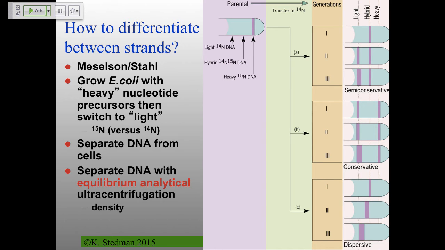And what equilibrium ultracentrifugation does, and we'll talk about this again right at the end of the course, is it separates whatever you put into the ultracentrifuge based on density, just looking at the absolute density of what you have in your particular sample. So what Meselson and Stahl came up with was this idea of taking E. coli, which Stahl was really good at growing, and growing it first with heavy nucleotides.